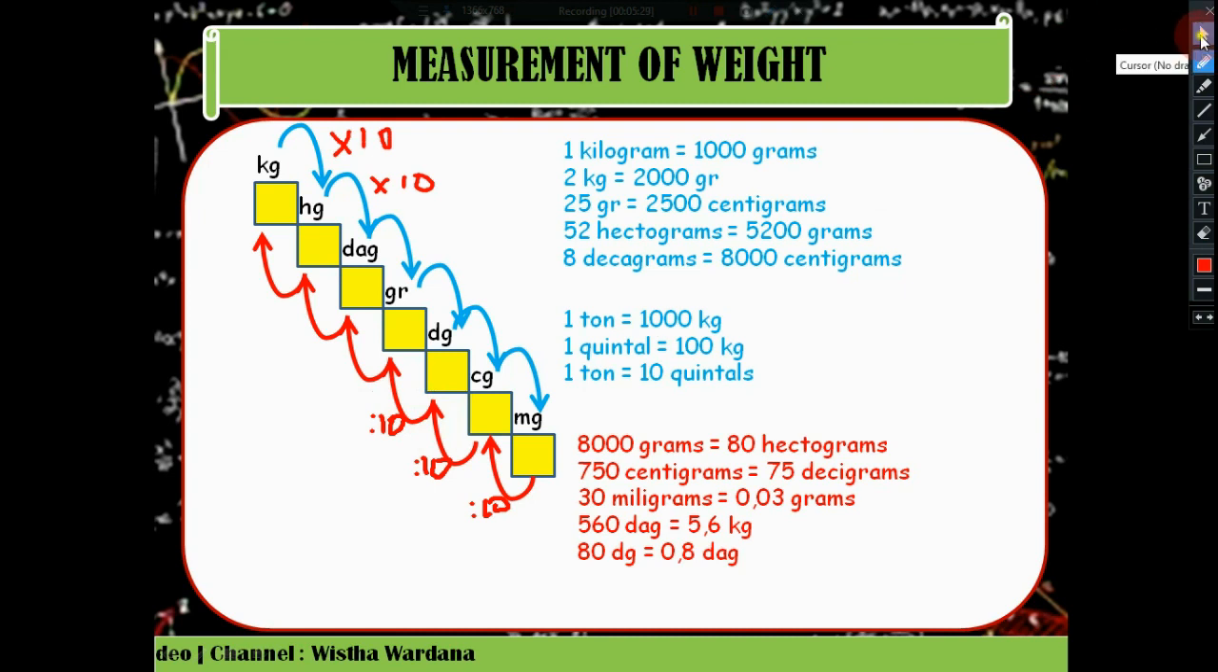And for example, if we have 8000 grams and would like to change it into hectogram, you know from gram to hectogram you have to move up 2 steps. So you have to divide 8,000 grams by 100. So you will get 80 hectograms.